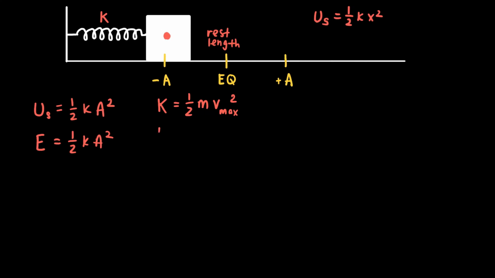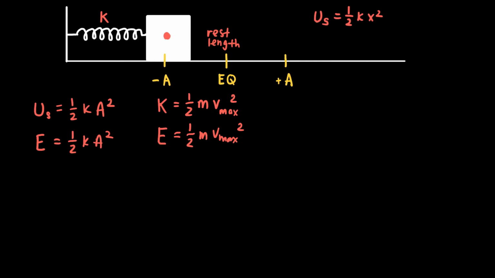And so the total energy of the system could also be written as 1/2 m v max squared, because I know that at the equilibrium position, the only type of energy present is kinetic energy. And as you might imagine, when we move over to the positive amplitude, the same thing is going to be true at the positive amplitude as was true at the negative amplitude.